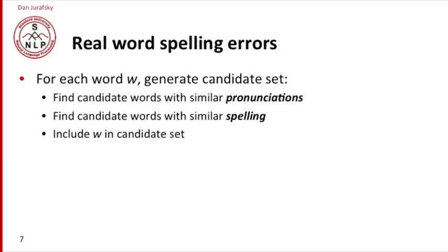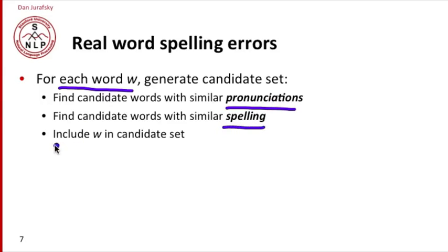For real word spelling errors, the algorithm is quite similar. Again, for each word, we generate a candidate set, but now we do this for every word in the sentence, not just the words that are not in some dictionary. So in real word spelling error correction, we don't use a dictionary because, of course, the errors are in a dictionary, so that wouldn't help. So for every word, we generate a candidate set. So we might find candidate words with similar pronunciations, we might find candidate words with similar spelling, and depending on the algorithm exactly.